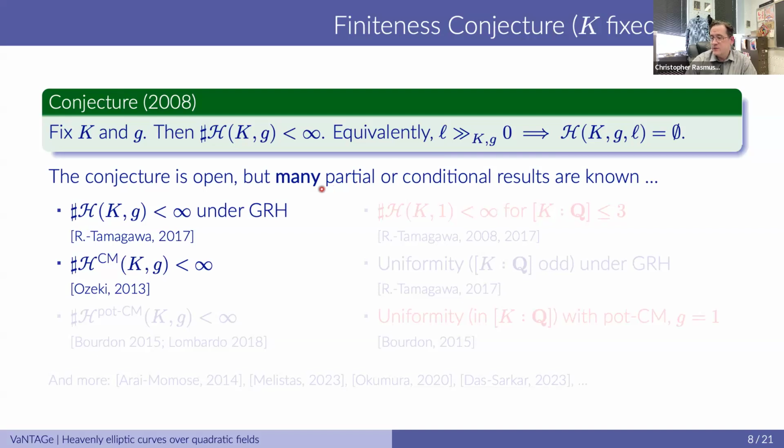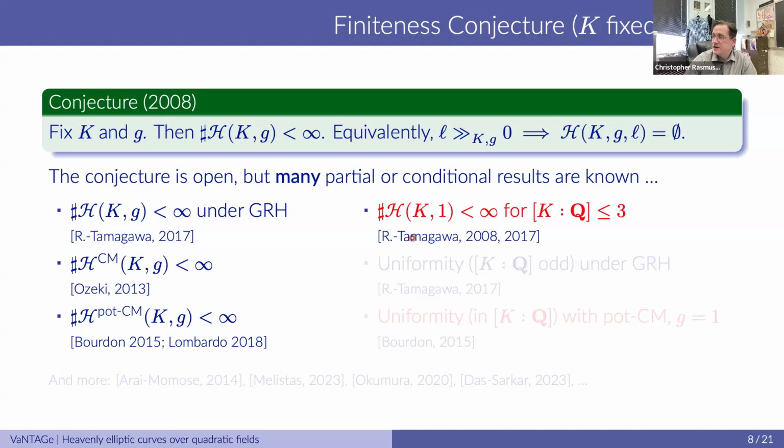And in slight generalization of this, first, my former PhD student, Abby Burdon, showed that elliptic curves with potential complex multiplication, so complex multiplication over any field, not necessarily K, will have a finite result available. And then David Lombardo was able to prove a few years later a similar finiteness result in all dimensions, not just dimension one.